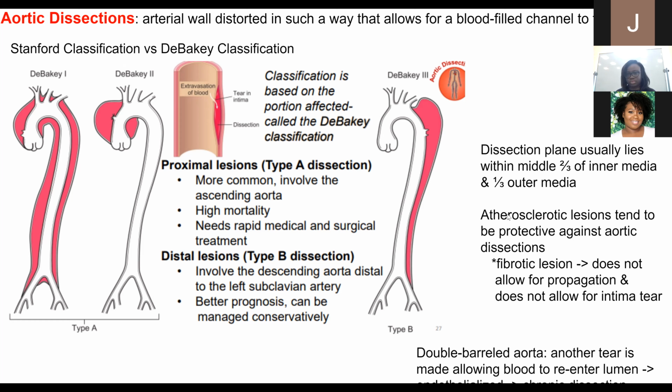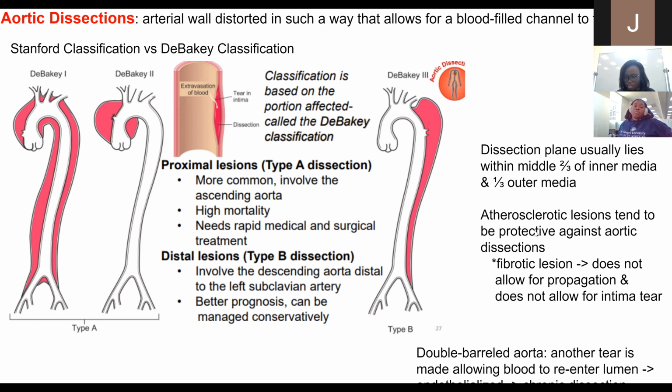I remember it took me like a good 3 minutes to even figure out what they wanted from me. But they did ask it. So understanding that atherosclerotic lesions are protective, it's because it's like a fibrotic lesion. It doesn't really allow for the dissection to keep going and cutting through because it sort of blocks off. So it's not going to allow for propagation, doesn't allow for the tear.